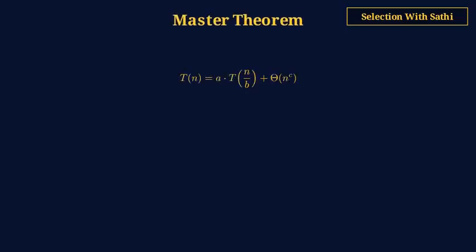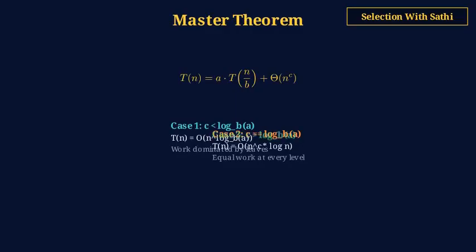Let us look at common recurrence relations. Binary search, T of n equals T of n over 2 plus O of 1. Here a is 1, b is 2, d is 0. Log base 2 of 1 is 0, equals d. Case 2 gives O of log n.